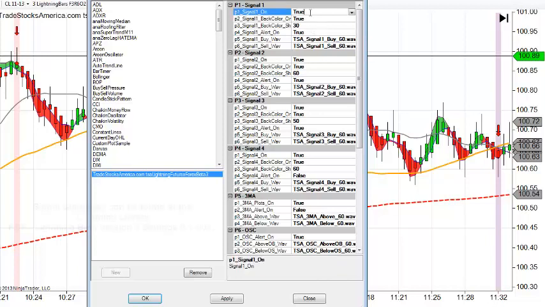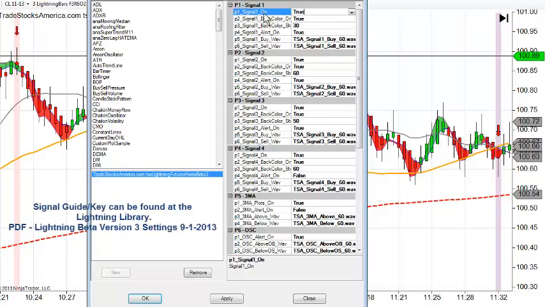And how you turn this on and off is signal 1 is on. You can have it true, or you type in F for false. My personal use of this is to turn off the signal 1, but that's up to you.